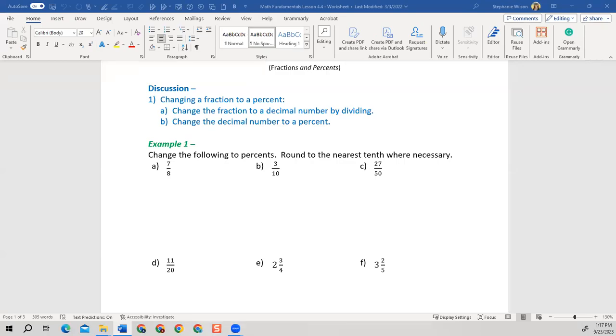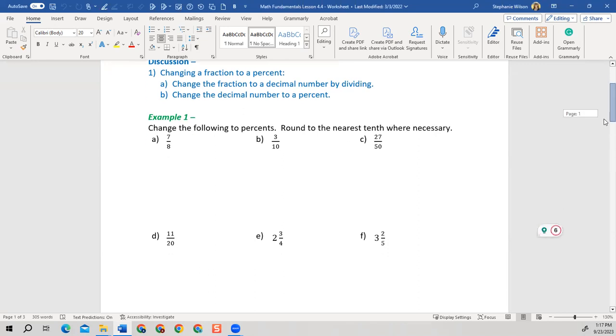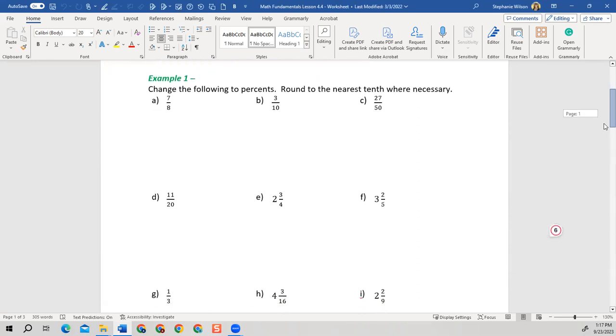Let's talk about fractions and percents. If you want to take a minute and pause this video so you can go over what's in blue, I encourage it. Now let's move on. So we're going to solve this first example by changing all these fractions to 100%.